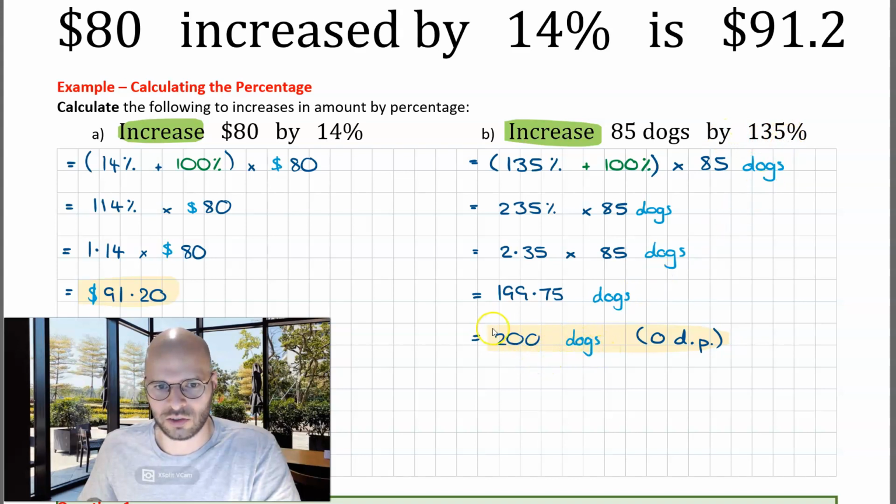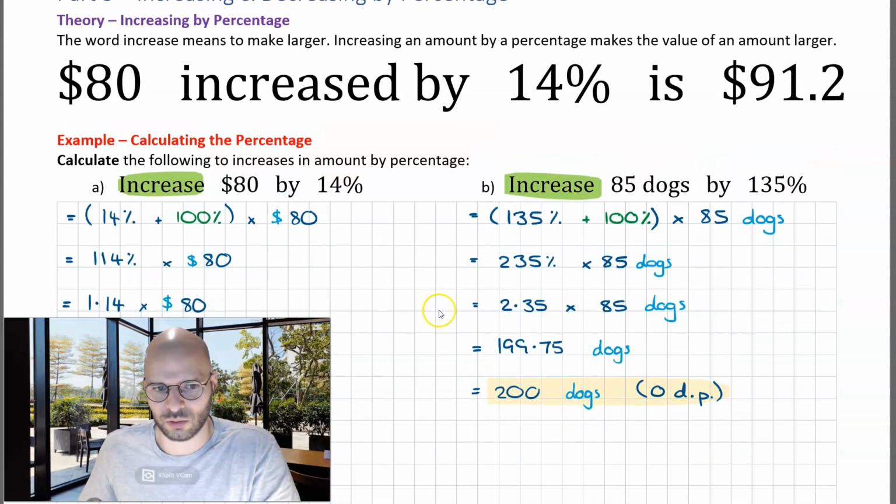So in summary, to do these increase calculations, all we need to do is we get the percentage we want to increase by and we add 100% to it. We then turn this percentage into a decimal and then multiply all of that by the amount we want to increase, thus yielding our increased amount at the very end.